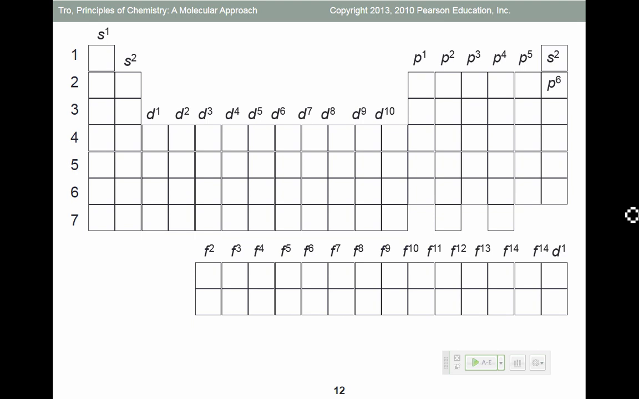And then f's, we have a total of 7. 14, 1, 2, 3, because we can fit 14 electrons in it. 1, 2, 3, 4, 5, 6, 7, 8, 9, 10, 11, 12, 13, 14. And we're going to talk about that weird f14d1 also.